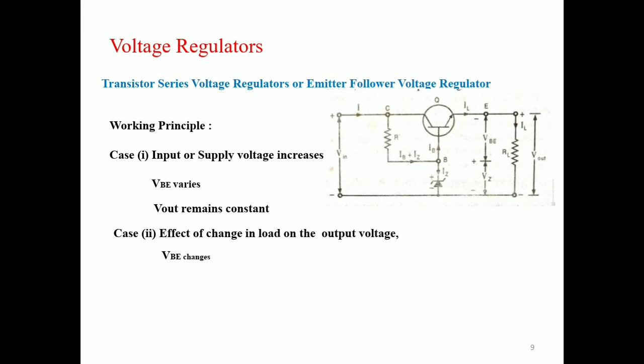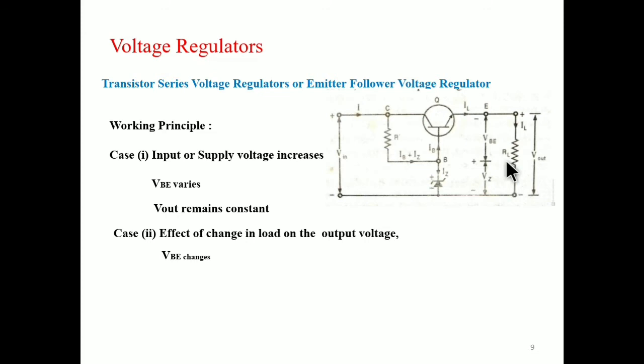Next case, let us consider the effect of a change in the load on output voltage. Say the current is increased, that is, the current is increased by a decrease in RL. So there is a resistor RL, and the current is increased by a decrease in RL. Under such a situation, output voltage Vout tends to fall, therefore VBE tends to increase.